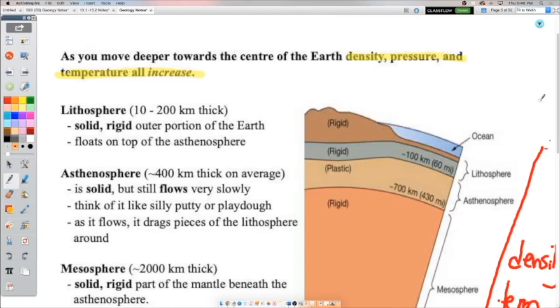So when the earth first formed, all this stuff was kind of everywhere throughout the earth, but over the billions of years of history, the denser stuff sank down to the bottom and the less dense stuff stayed on top. And so the earth is essentially just a huge density tower.